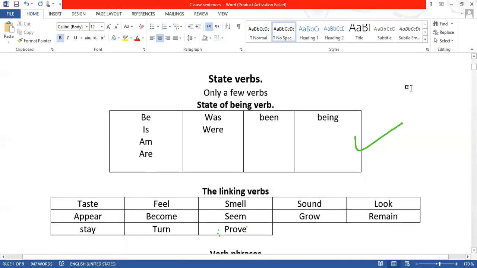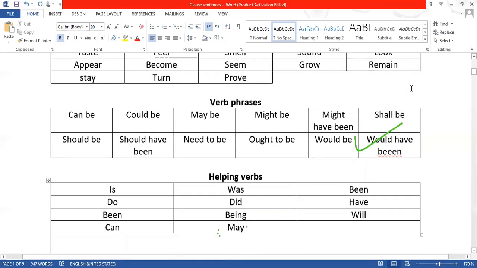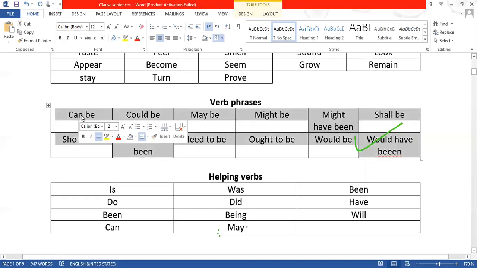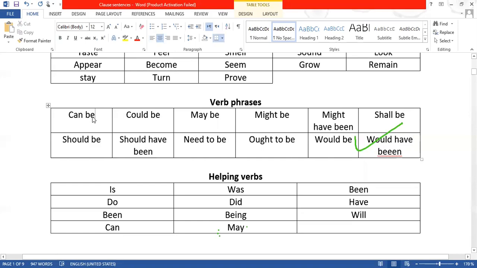It is with modal verbs or helping verbs. These are different. Remember, it has a different meaning, kind of. It tells us a different kind of tense. And then there are these other phrasal verbs. We did that yesterday, for example, which gives you a different meaning.